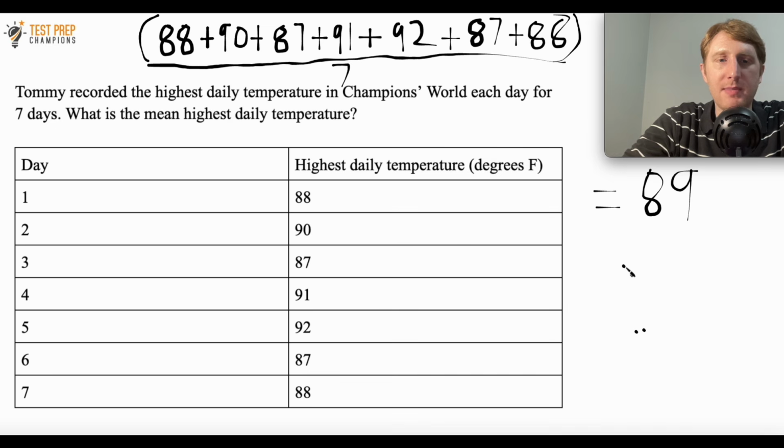So again, to find the mean, what you have to do is add up all of the numbers and then divide by the total number of numbers. And in this case, we see that the answer is 89.